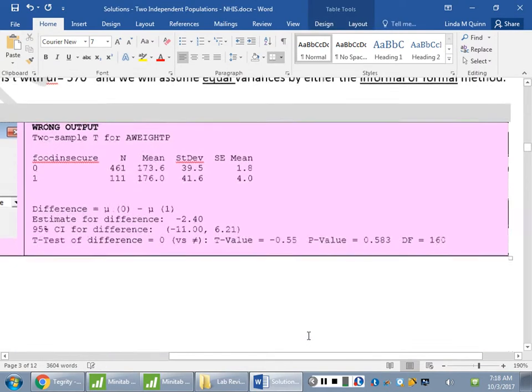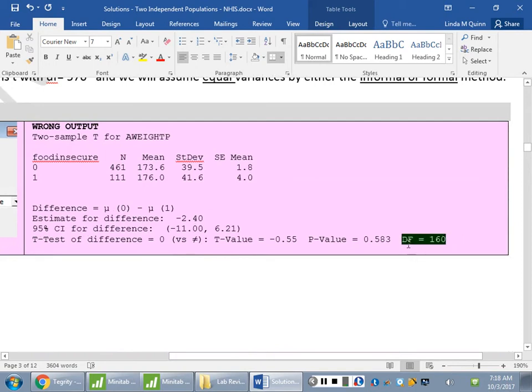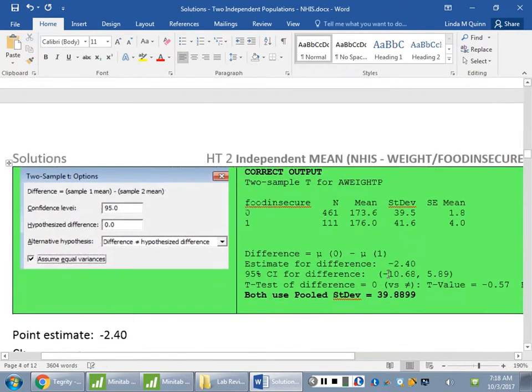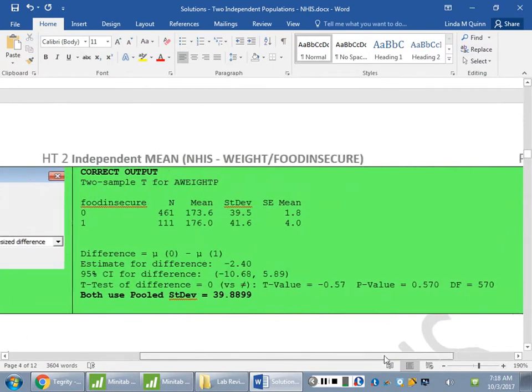The degrees of freedom are different if you assume unequal variance. So that's an important key here. All right, so let's look at this output.